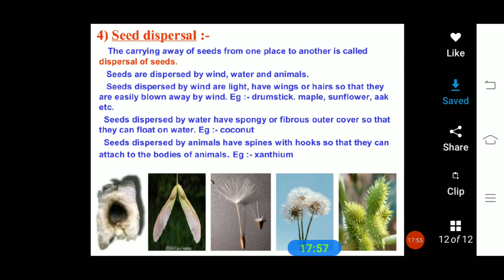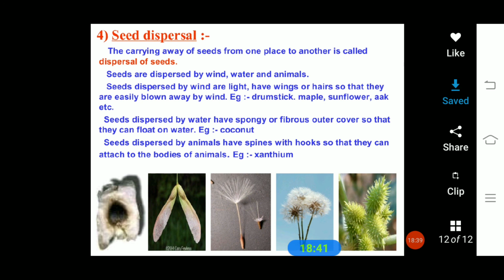Some seeds are dispersed by water. These fruits or seeds usually develop floating ability in the form of a spongy or fibrous outer coat, as we can see in the coconut tree. Some seeds are dispersed by animals, especially spiny seeds with hooks, which get attached to the bodies of animals and are carried to distant places. For example, Xanthium. Some seeds are dispersed when the fruits burst with sudden jerks, so the seeds are scattered far from the parent plant. This happens in the case of castor and balsam.